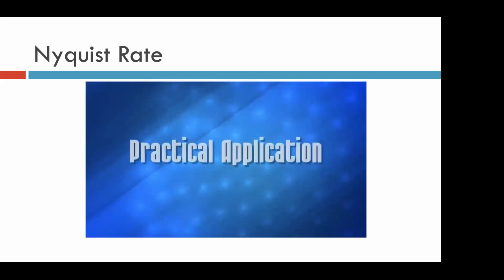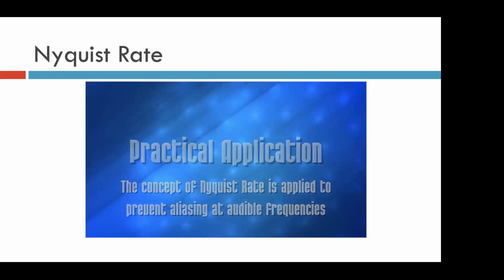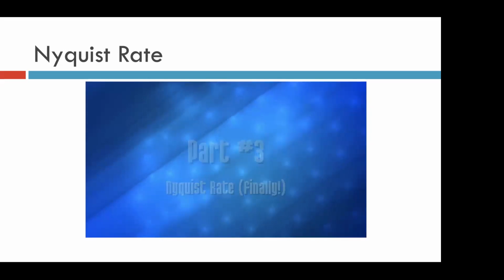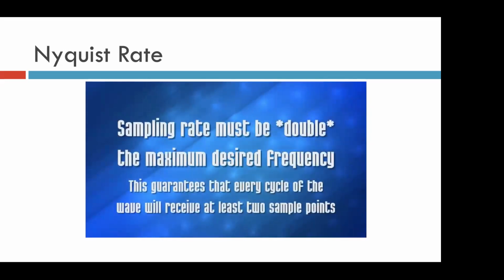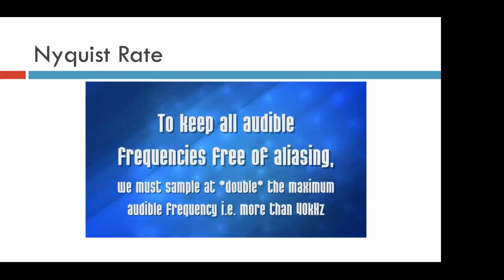In audio terms, we apply this concept so that audible frequencies do not suffer from aliasing. All that remains to be said is simple. The concept behind Nyquist rate says that you need to sample at double the maximum frequency you do not want aliasing for. Since in the case of audio files, we want all audible frequencies to not be distorted, our sampling rate must be double the maximum audible, that being at least 40 kHz.